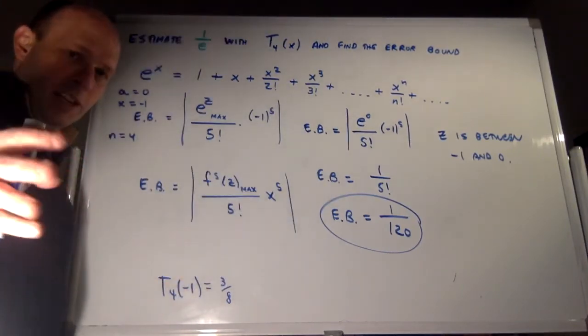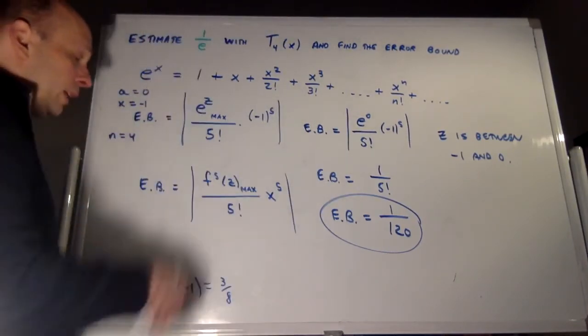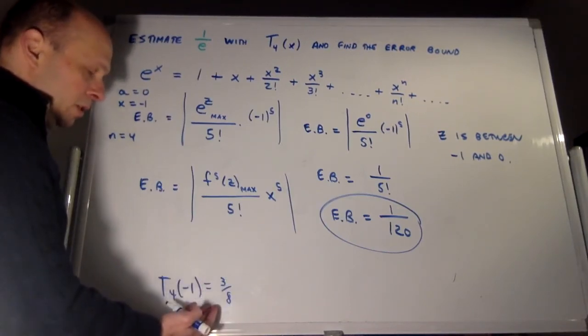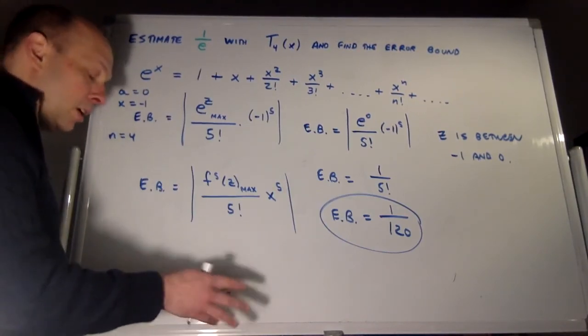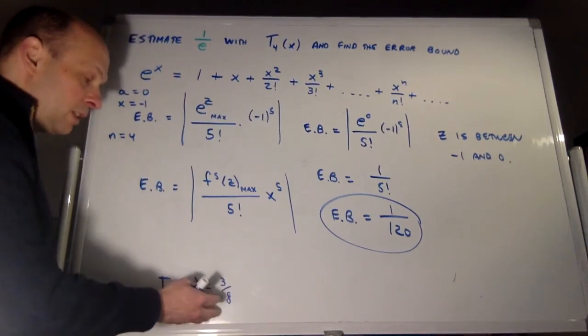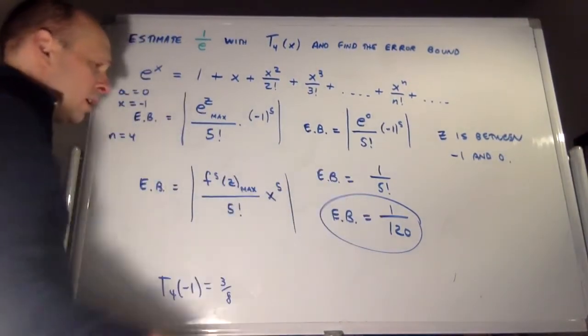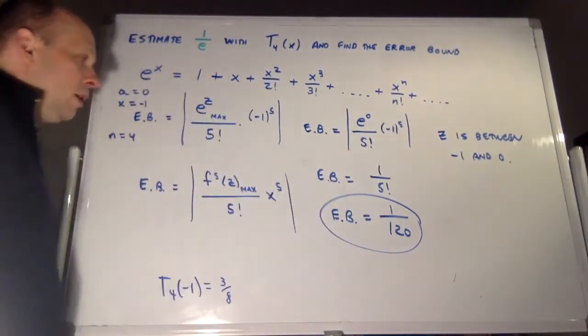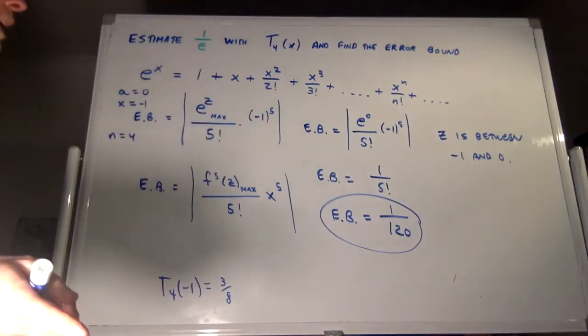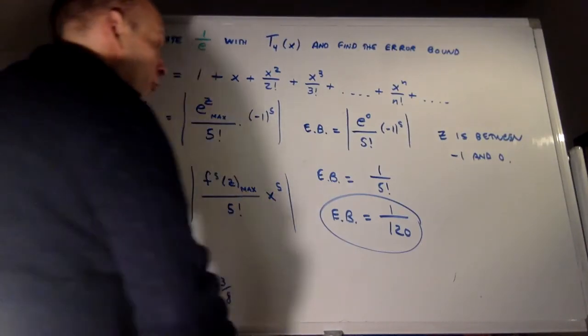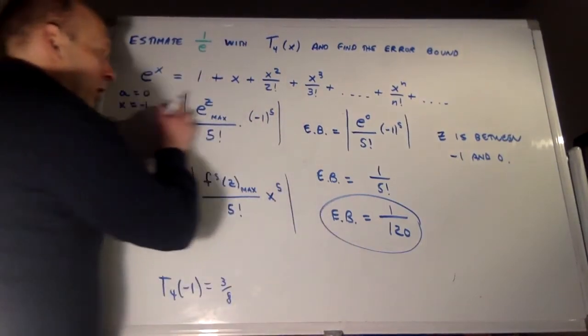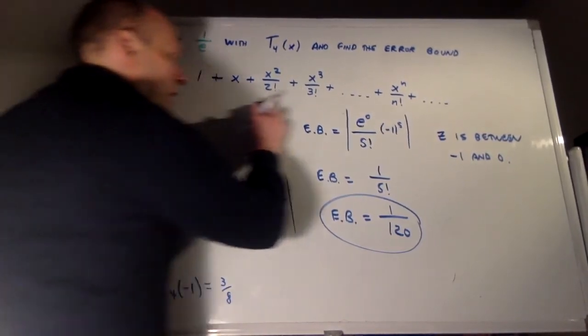And I'll leave an exercise to you on your own to see what 1 over e is and see how close this is. Of course, this is 0.375. So 1 over e should be in the neighborhood of 0.375 because we're not going to be off by more than that. That's our error bound. But if you were paying attention here, you might have realized something. So the Lagrange error bound does a great job of getting us that error bound.